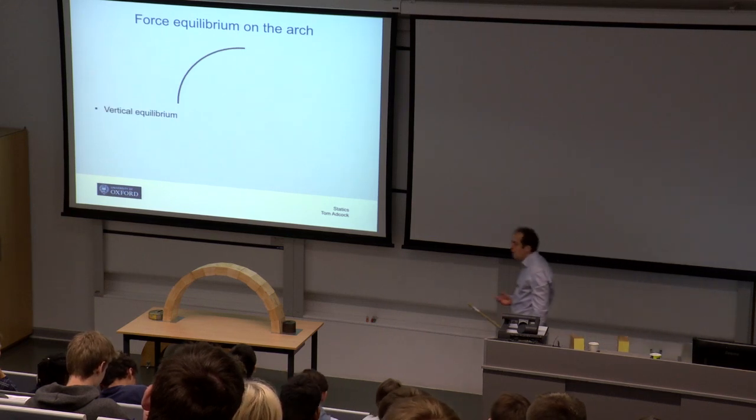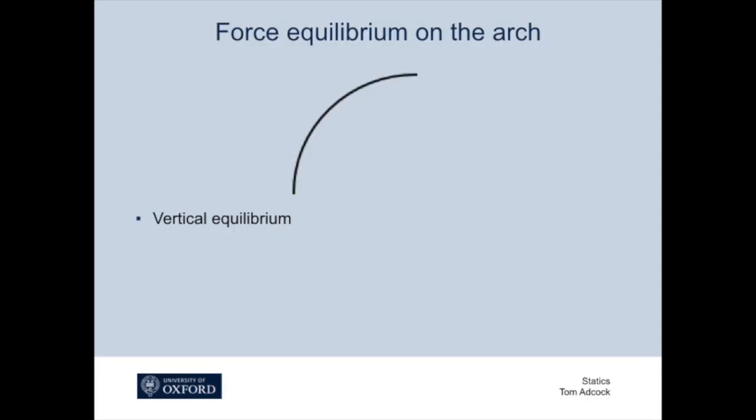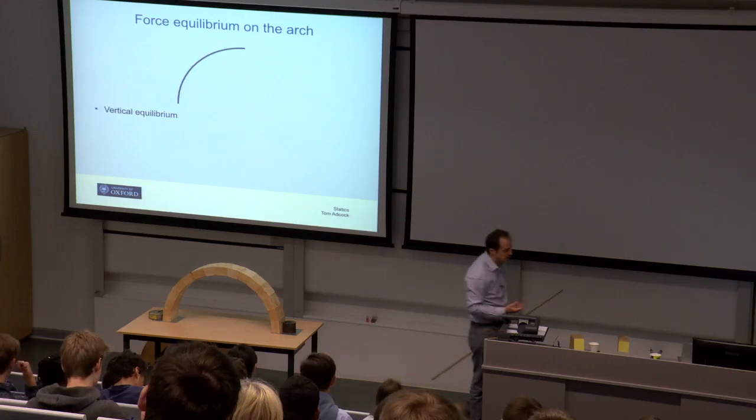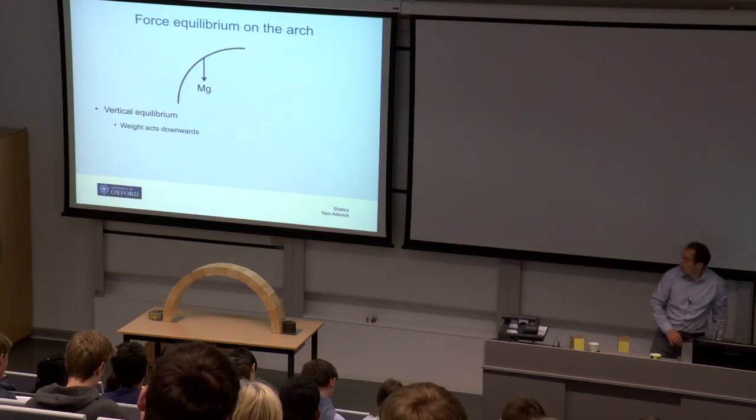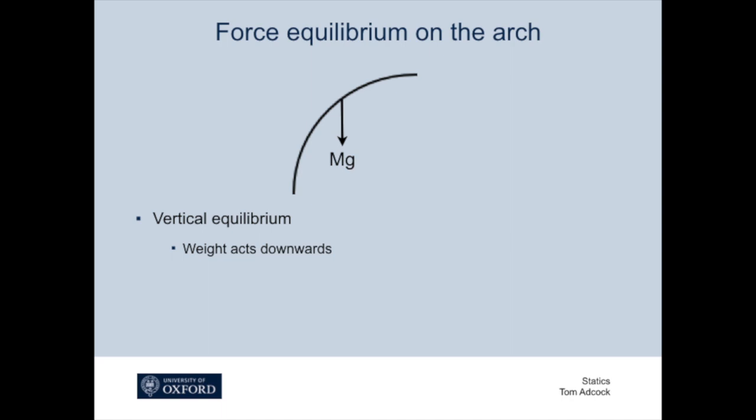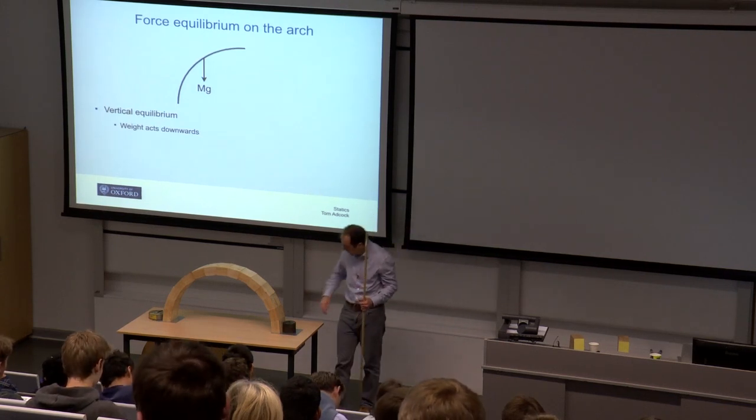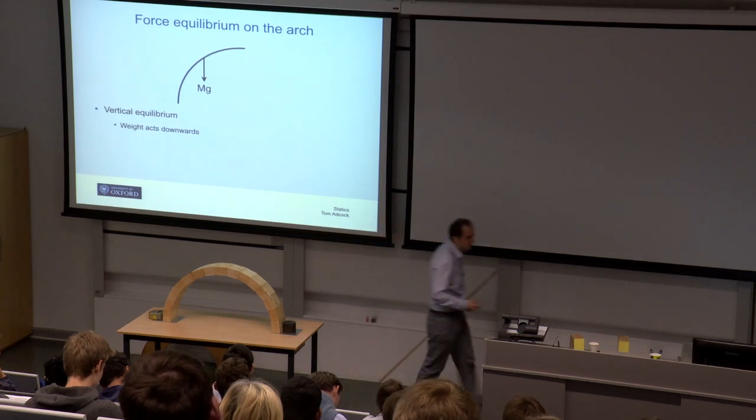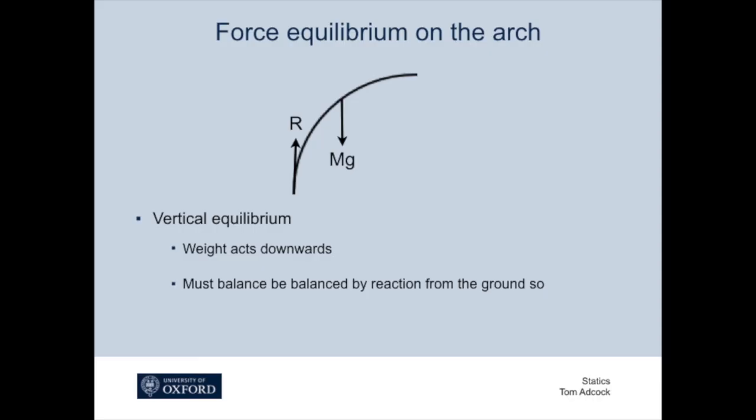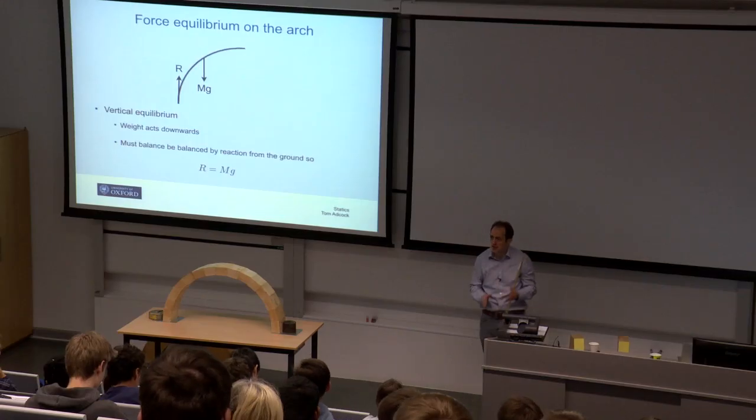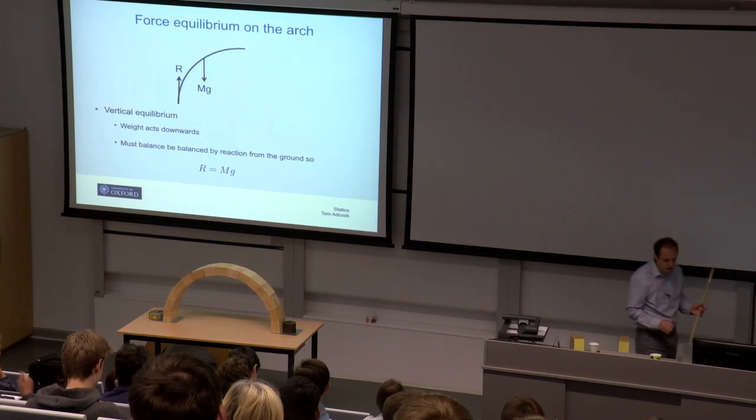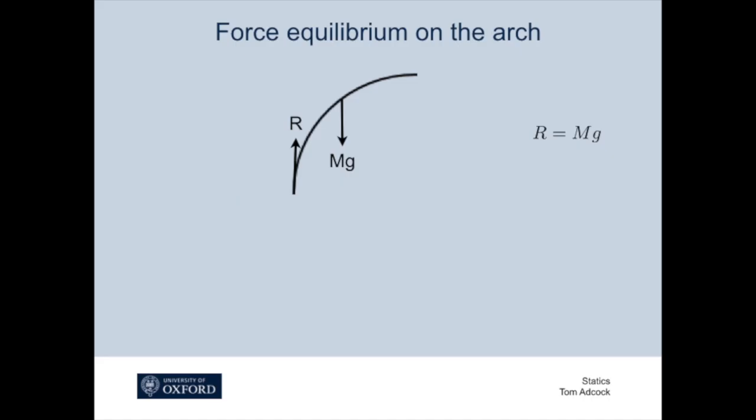So if we start with the most straightforward one, vertical equilibrium. All the forces going upwards on this arch must equal all the forces going downwards on this arch. So what do we have? Well, we've got the weight of the arch acting downwards, so that's mass times gravitational acceleration acting downwards, and that's going to have to be balanced by some force upwards from the base, which is going to look like this. And so we can write down a very simple equation for vertical equilibrium: that reaction force must equal mg. So that's our first equation, but we can't go any further with vertical equilibrium. We've got everything out of that.